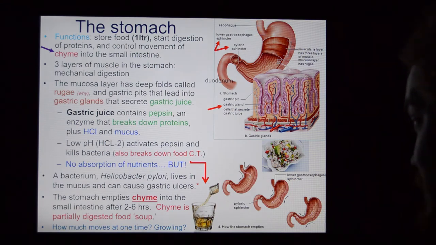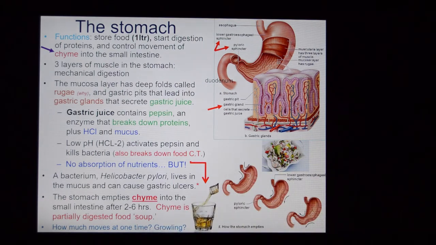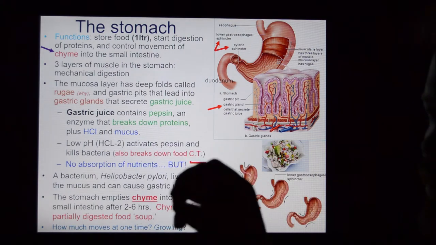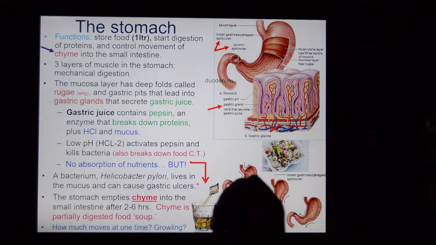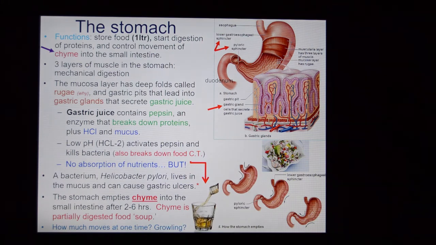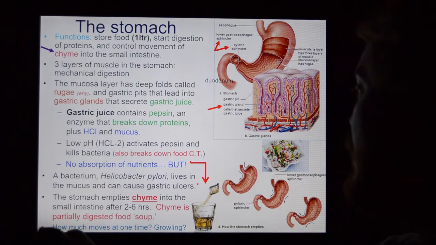The stomach empties chyme into the small intestine after a few hours, and the chyme is a partially digested food soup. There are a few other little things we need to talk about. First things first, the stomach just doesn't dump materials into the small intestine. It slowly meters out little bits of chyme at a time so that it can have maximal surface area against the small intestine. You don't want to just dump materials in, because you're not going to have the ability to absorb all the nutrients. So we put little bits at a time out into the small intestine so that it has time to work on that stuff.